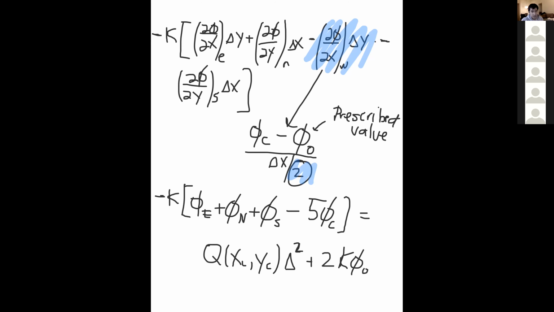Okay. And then to that, we're going to add our prescribed Dirichlet value. Because remember, the way that we formulate these equations, everything that we don't know yet, we put on the left-hand side, and everything that we do know, we put on the right. So since our prescribed value is something that we know beforehand, before we solve the problem, we can put that on the right-hand side. Where once again, we have this coefficient of 2.